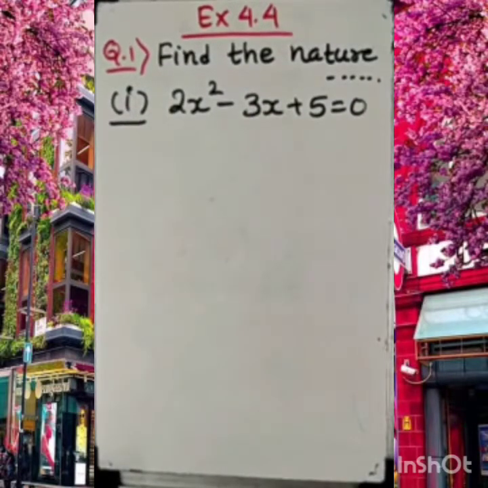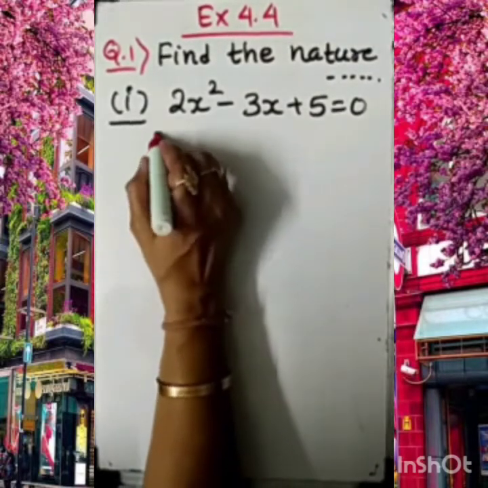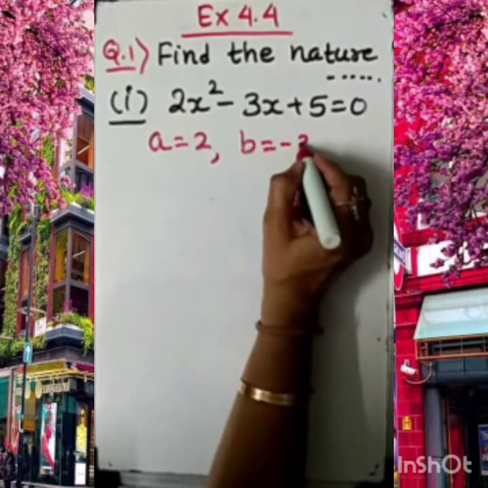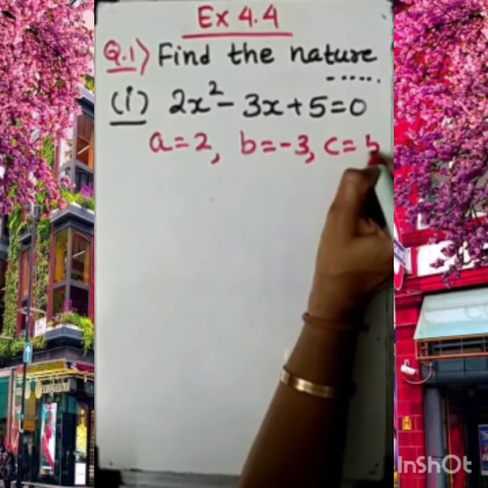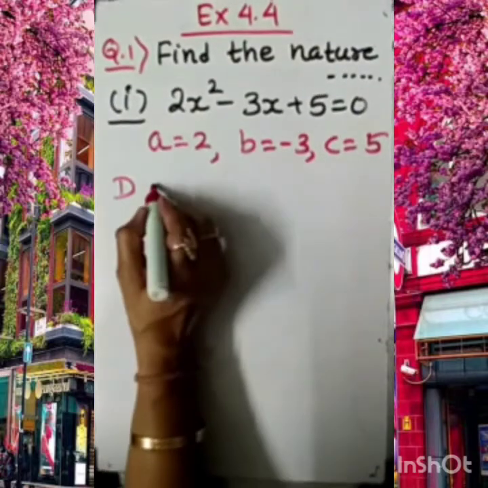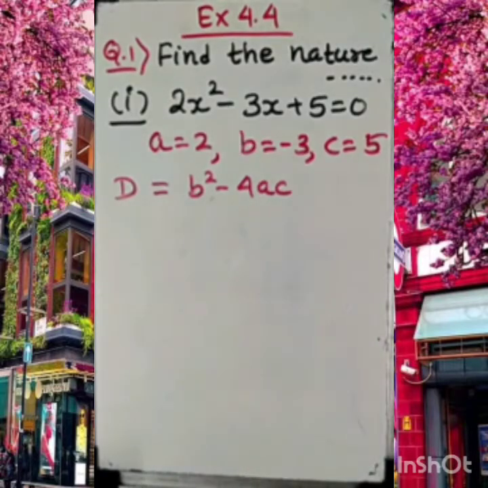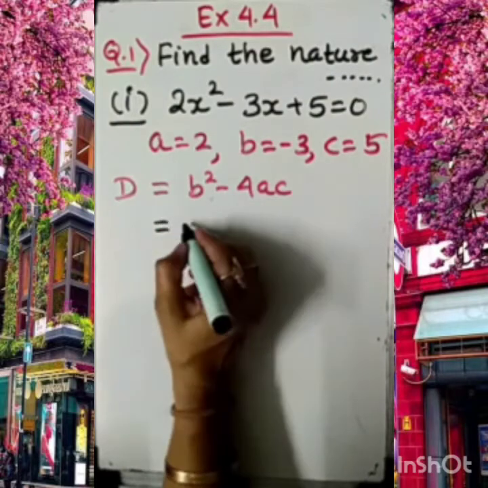So dear student, first we want to find which type of roots are there. For that we need to use the discriminant. So a = 2 here, b = −3 and c = 5. What is the discriminant? It's a value we know, b² − 4ac. It's the formula to find the discriminant of the given quadratic equation.